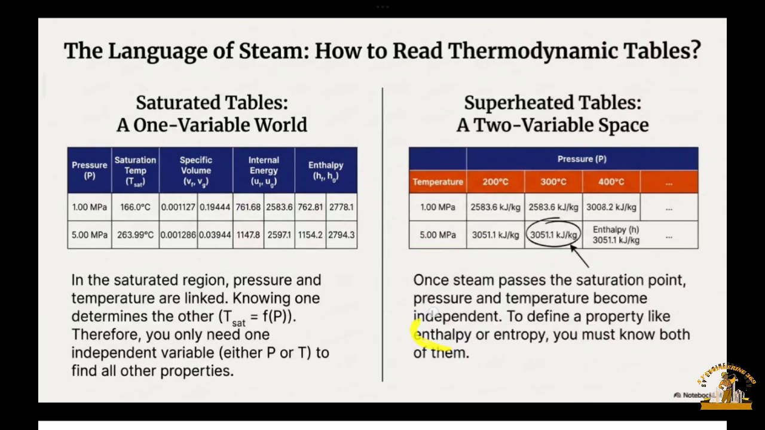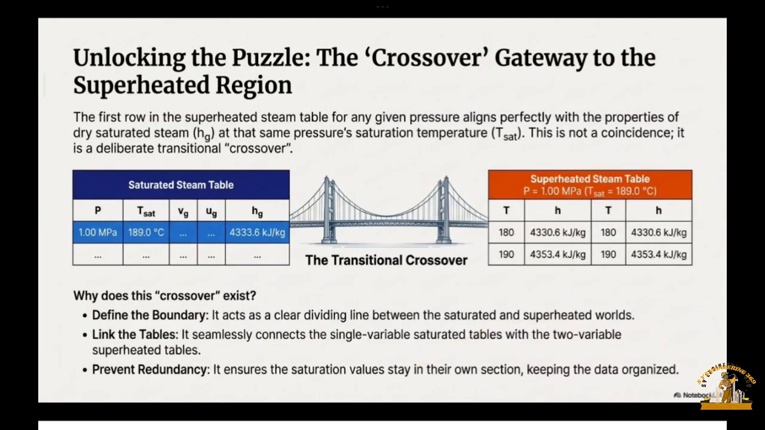Unlike in the superheated region, if we know only one of them, it's not really helping. We need both the temperature and the pressure to specify the internal energy, the enthalpy, and also the entropy in the table. If we have only the pressure or the temperature, it doesn't help that much.